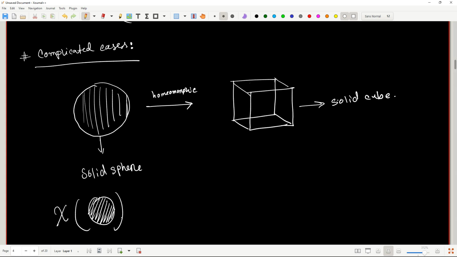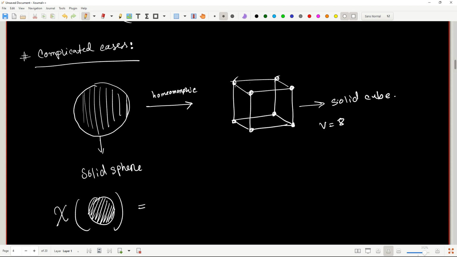Now since this is a sphere, you can easily see that it's very hard to understand how many vertices or edges does it have, right? However, if I use the idea of homeomorphism, I can deform the solid sphere into a solid cube. When I do that, it's very easy to identify the vertices and the edges and the faces. So how many vertices does a cube have? So let's count them. It's 1, 2, 3, 4, 5, 6, 7 and 8. So vertices are 8. There are 8 vertices.